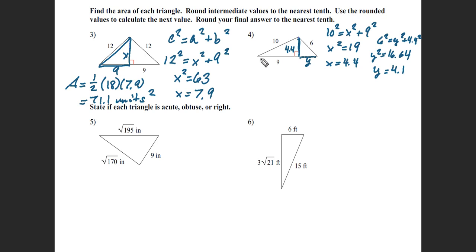All right, so that's helpful because now we can find the full base of that triangle, just 9 plus 4.1, which is 13.1. So now the area is 1/2 the base, 13.1, times the height, 4.4, and now we can find the area. And that would be 28.8 units squared.